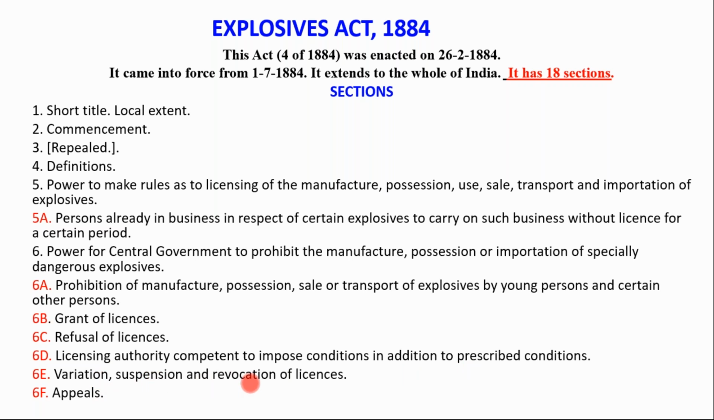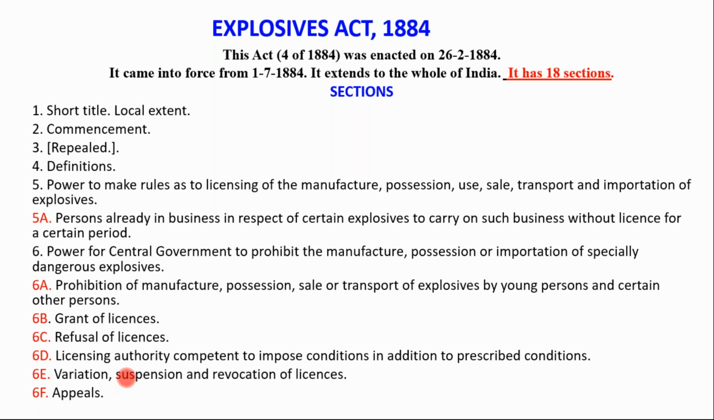variation, suspension and revocation of licenses. So if you want to extend the period of a license, if you want to suspend that license due to some invalid reasons or other reasons, or if you want to revoke these licenses, then all these conditions are given under this section 6E. Then 6F, that is appeals.